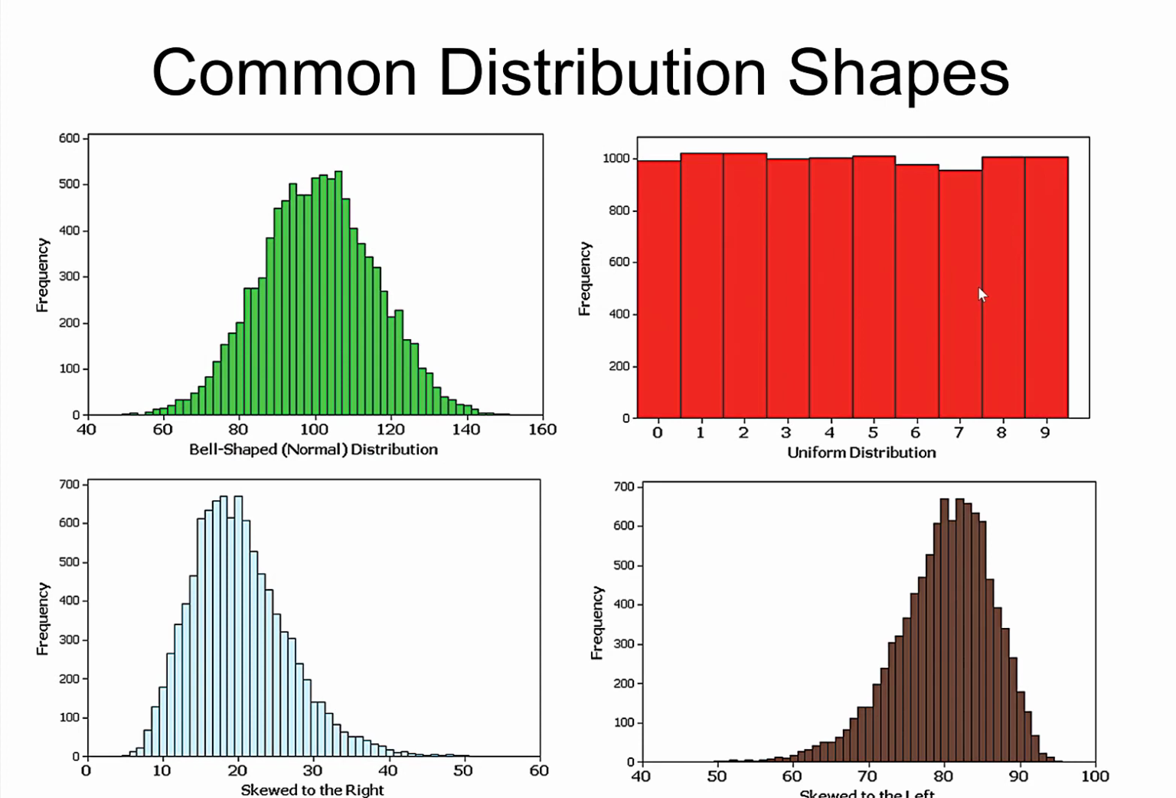So here are some common distribution shapes. We see in the top left, bell-shaped: starts low, comes up, drops off, just what we talked about in the last section. Uniform: the heights of the bars are all about the same. Here's a skewed distribution with a longer tail on the right side, and here's a skewed distribution to the left, which has a longer tail on the left side.